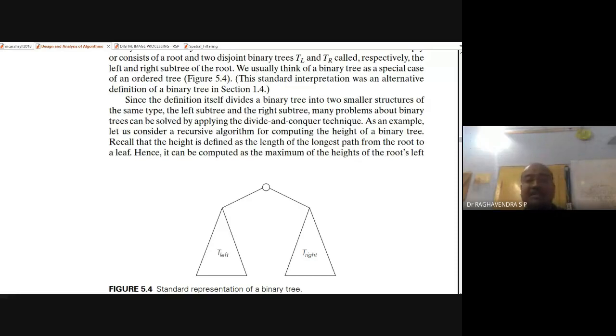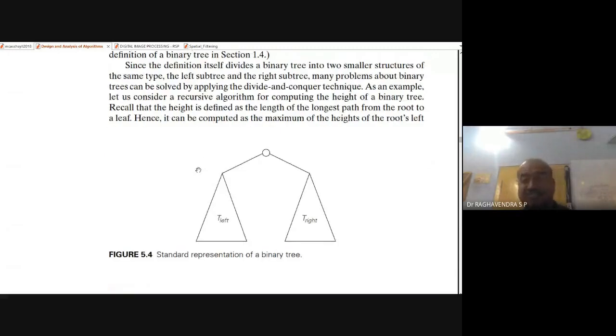So recall how the height is defined. What is the height of a binary tree? It is nothing but the length of the longest path. Suppose this is the root, and this is the terminal node. Whatever nodes, vertices, are in between, we have to travel through all of them and reach the terminal node. So that is the longest path from the root to a leaf. Hence it can be computed as the maximum of the heights of the root's left and right subtrees plus 1.